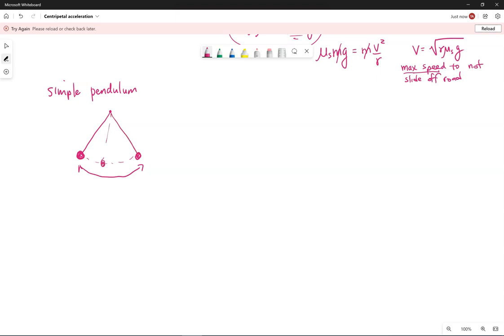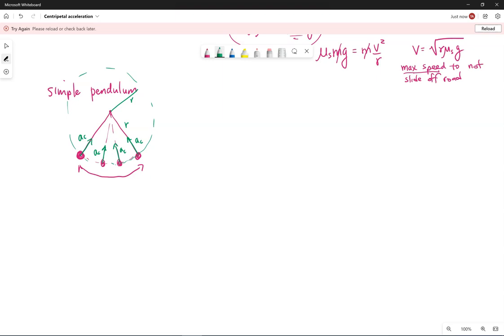At any given moment, it could be anywhere. Even though this is not a full circle, the path the pendulum takes is a portion of a circle. And so this mass at the end of the string will have a centripetal acceleration at any given moment in time. And I didn't mean to draw those different lengths.